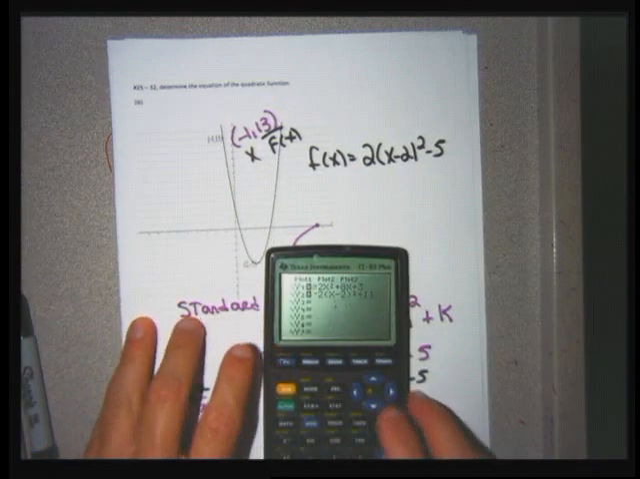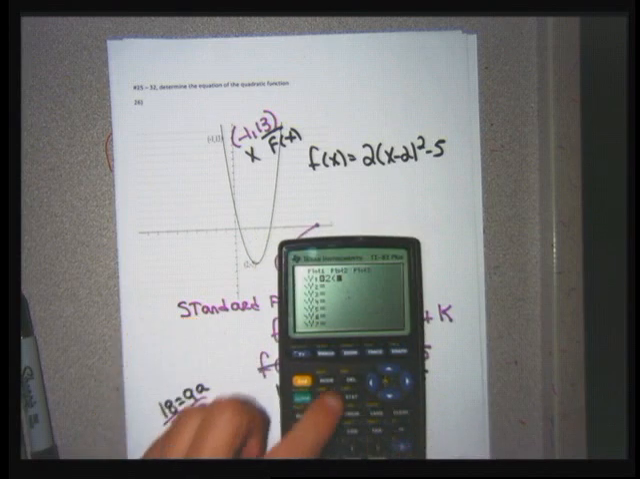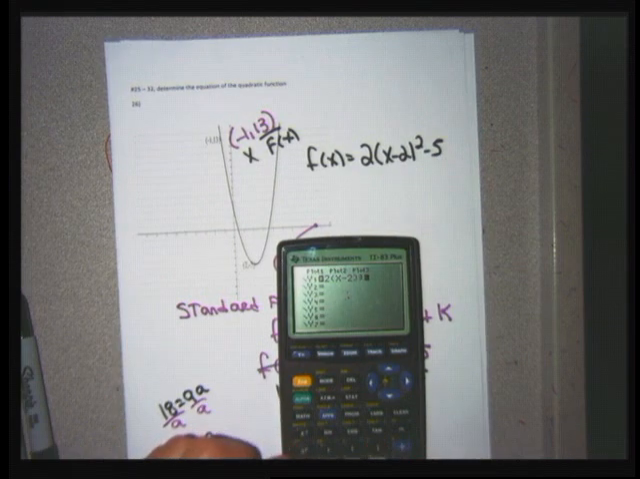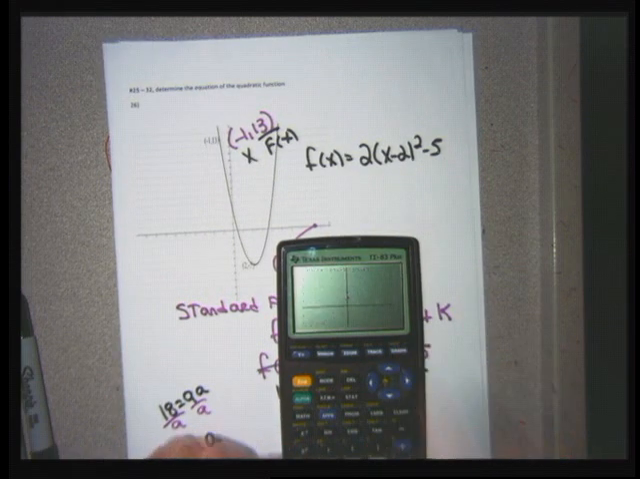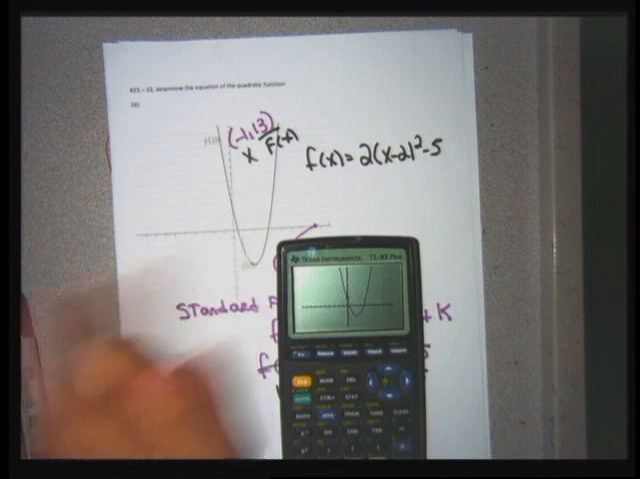Hit my y equals button. I only have one function here. I'm going to go 2 parentheses x minus 2 squared minus 5. Hit my graph. It should look like the parabola that we have here, and it certainly does look that way. Now I'm going to check.